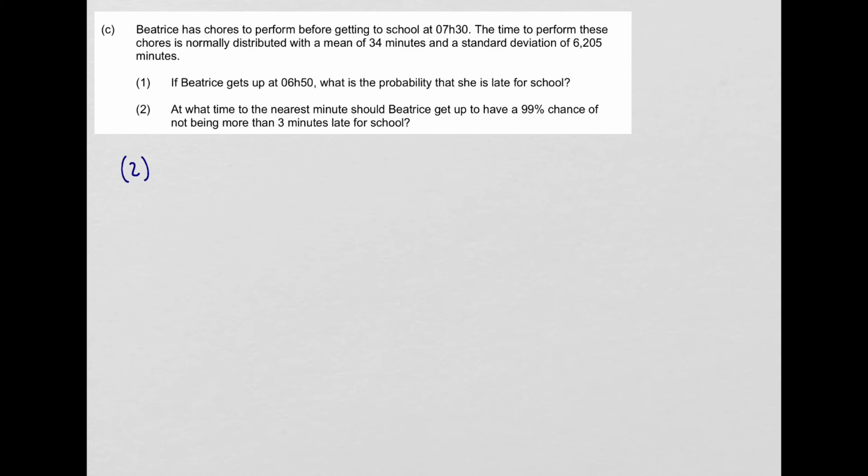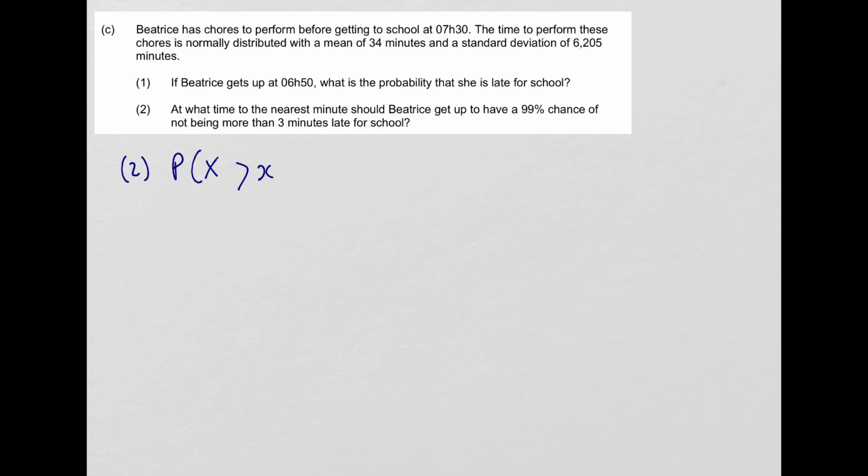Right, but question 2, at what time to the nearest minute should Beatrice get up to have a 99% chance of not being more than 3 minutes late for school? Okay, so in other words, now we're actually solving for our random variable x. So we can put that into normal distribution notation by saying x is greater than, and then we assign a variable, little x now. We're looking for the time that she's got to get up in order for her to have a 99% probability of not being more than 3 minutes late for school.